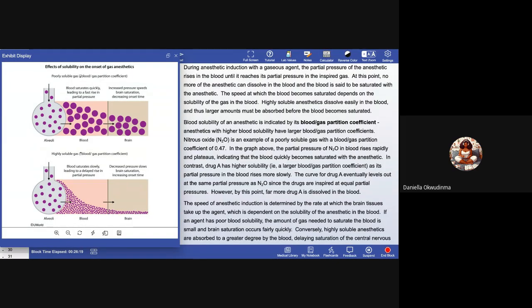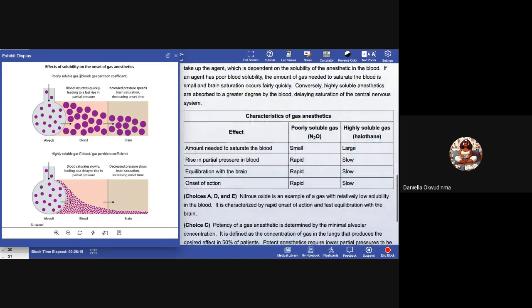Which is dependent on the solubility of the anesthetic in the blood. If an agent has poor blood solubility, the amount of gas needed to saturate the blood is small and brain saturation occurs fairly quickly. So I think this actually explains it. Just scroll down, Dr. Satorov. I think this has explained the difference in the graph and why.